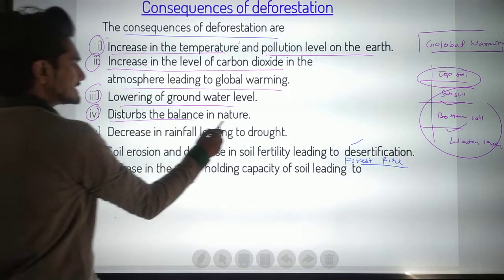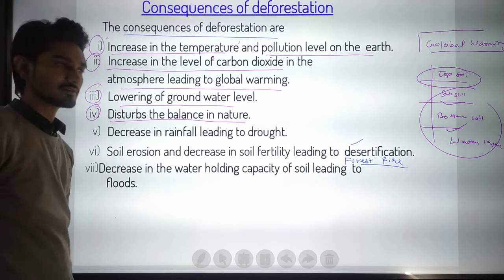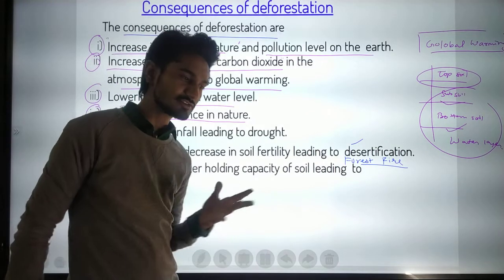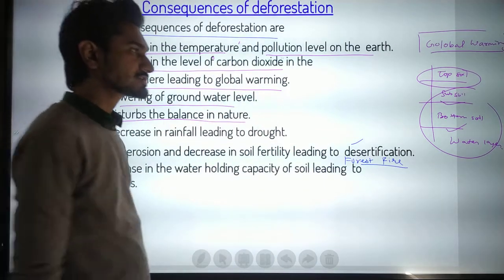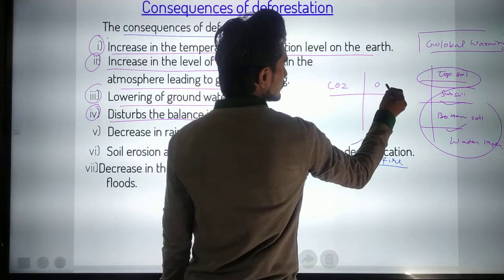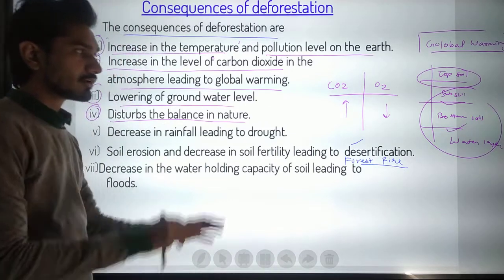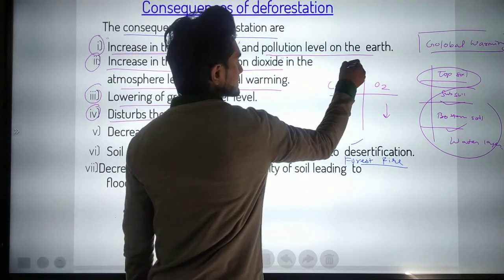Next, it disturbs the balance in nature. We are disturbing the whole balancing system in nature. If we cut down the plants, if we cut down the trees, it will automatically unbalance the carbon dioxide and oxygen layer in the atmosphere. The CO2 layer is increasing and the O2 layer is decreasing, so it will create an imbalance in nature.